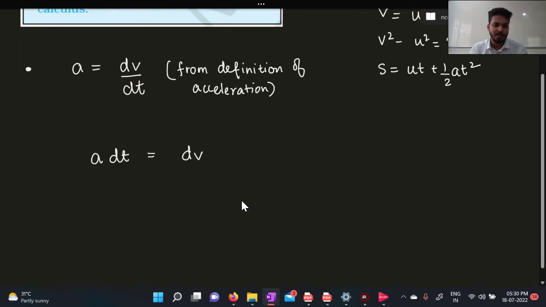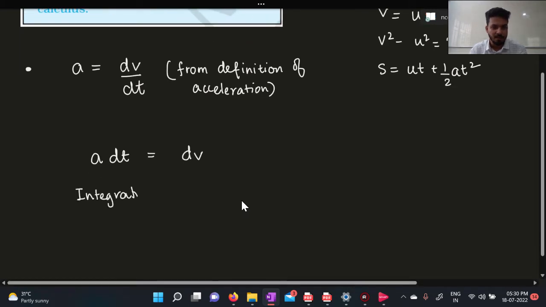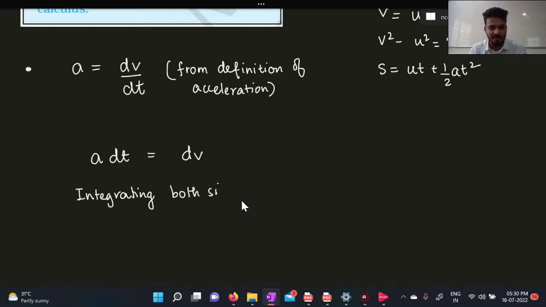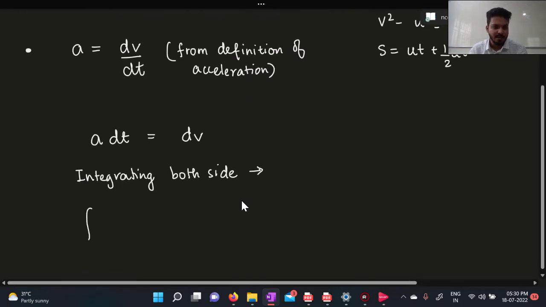I'll not do it in the same step. I'll just write here, integrating both sides, the right hand side and left hand side of the equal sign. Okay, both sides. So on the left hand side it will be integration of a dt, and on the right hand side it will be simply integration of dv.